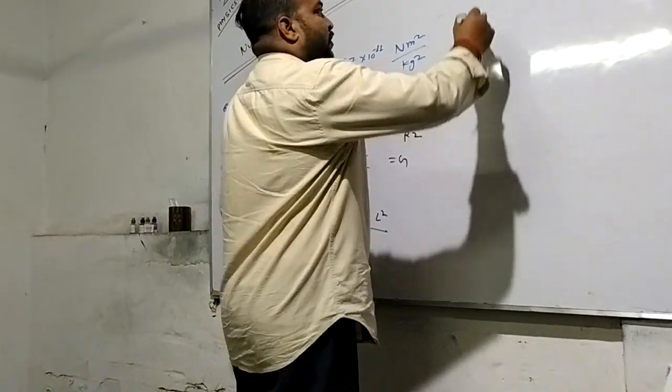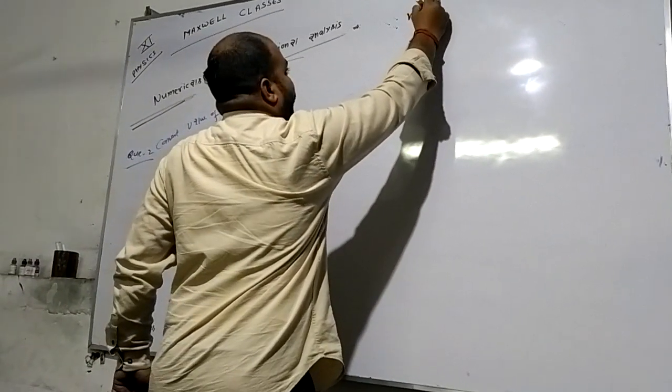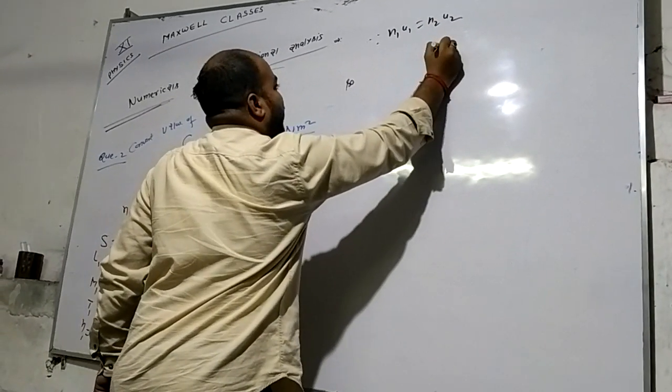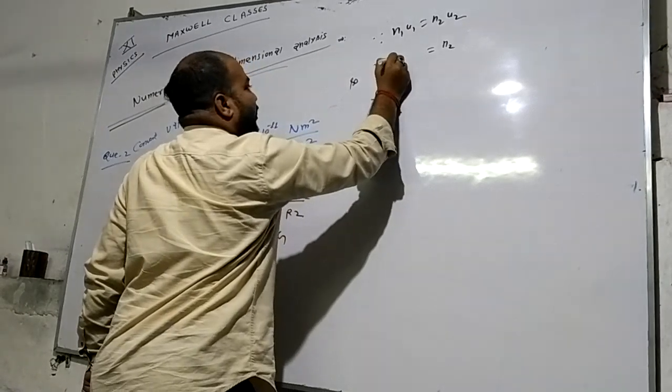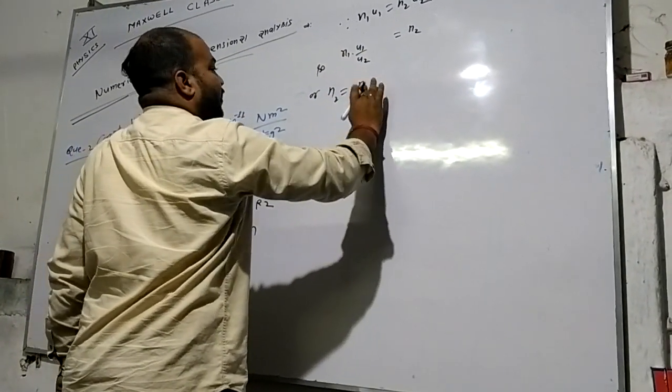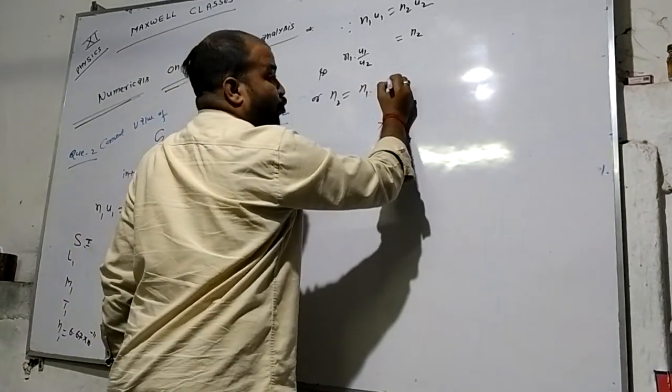Now, since N1 U1 equal N2 U2, we can say N2 equals N1 U1 by U2, or N2 equals N1 times U1 upon U2.